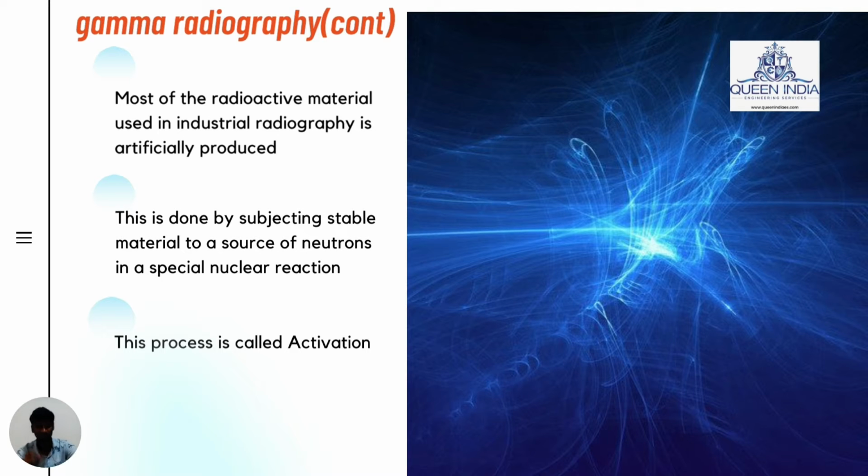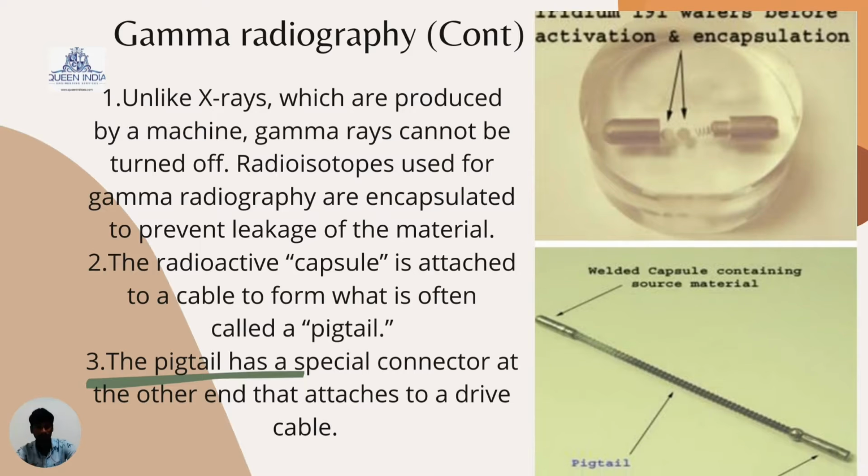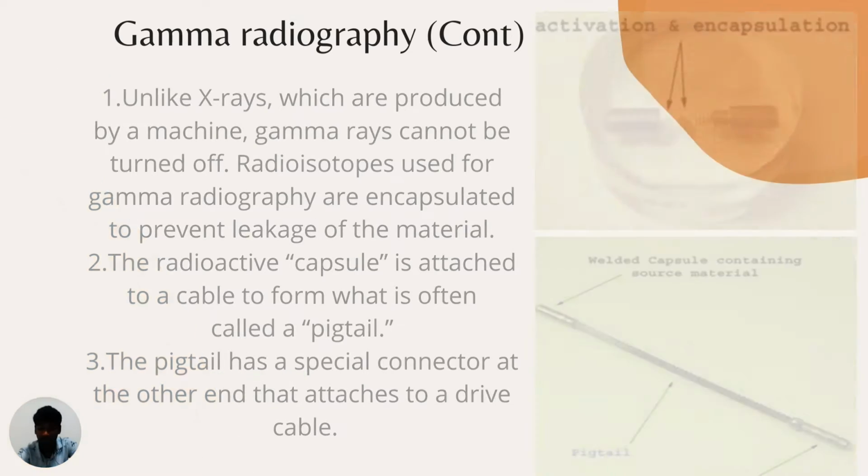What is activation? This is done by the subject material, a source of neutrons in a special nuclear reaction. This is called activation. The radioactive capsule is attached to a cable. What is a pigtail? The pigtail specimen is connected at the other end and attached to the drive cable. This is a gamma radiation capsule. The radio source used for gamma radiation is encapsulated.